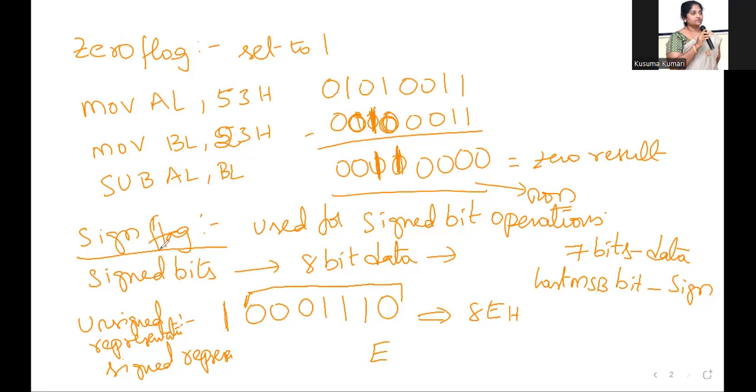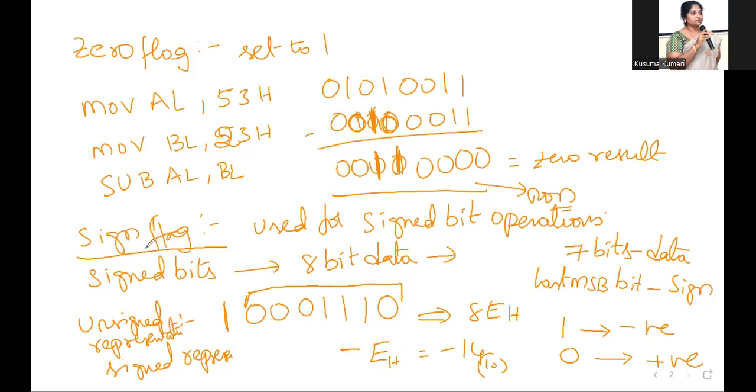In signed bit operations, 1 indicates a negative number and 0 indicates a positive number. That means this is minus E. E means 14, so this is minus 14 decimal. This is minus E hexadecimal, and minus 14 in decimal representation. That is the signed bit operations.